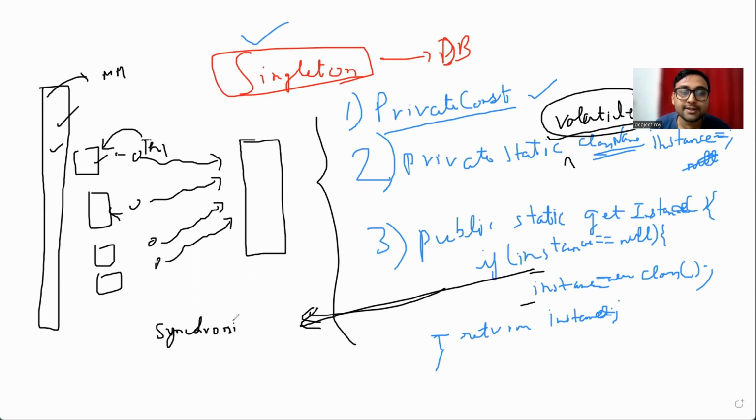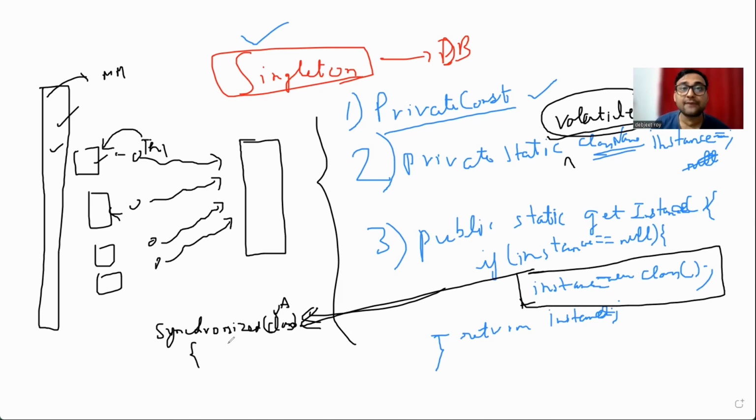Here we have to provide the class name. Whatever class name is there, A, B, C, anything you can put here. So the class name goes with synchronized. That means this particular block of code will be synchronized. Then again we have to check whether the reference or instance is null or not. If the reference is null, then only create a new instance.